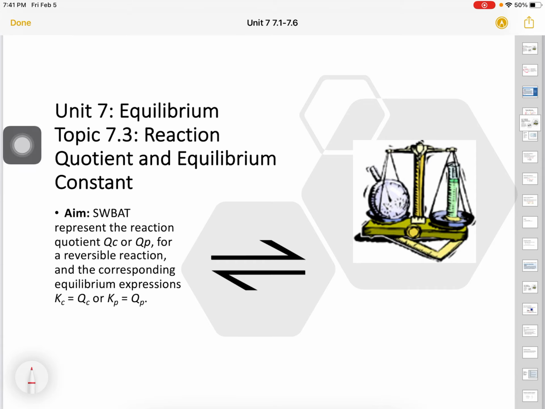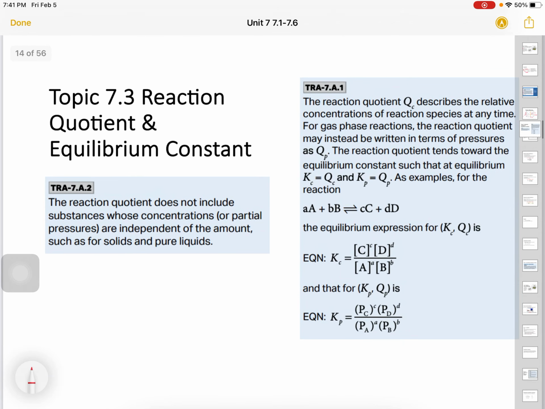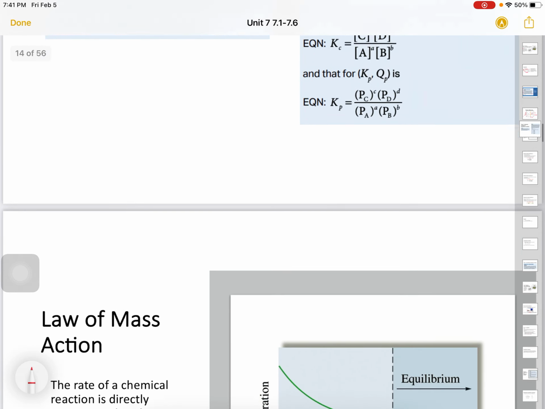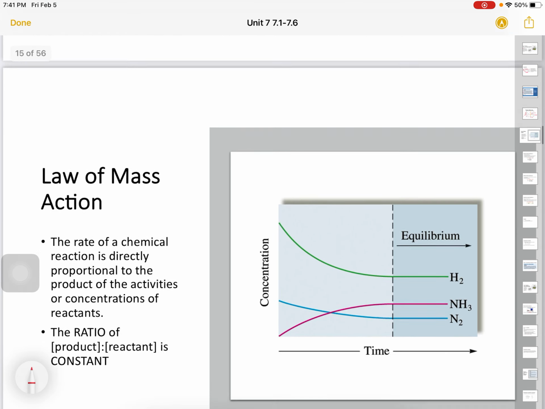Okay, so topic 7.3 is about the reaction quotient and equilibrium constant. And so you're going to be able to represent a reaction quotient, QC or QP, for a reversible reaction and the corresponding equilibrium expressions. I'm just going to jump into the content. That stuff's all background and reference sheet that I'm going to go over.